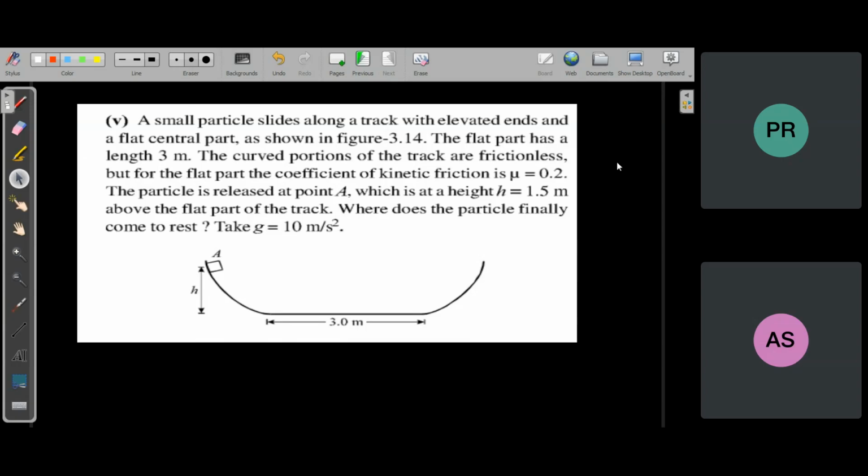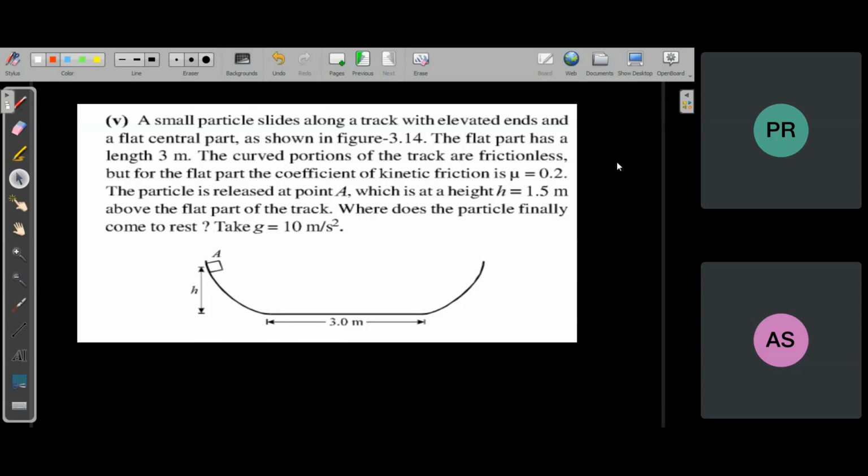So we got the velocity at that position. Okay, but you don't have to find that. Then what will you do? From the flat part, it is getting deceleration due to friction, so we can get the acceleration and the final velocity. We know, so we can use the equations of motion.